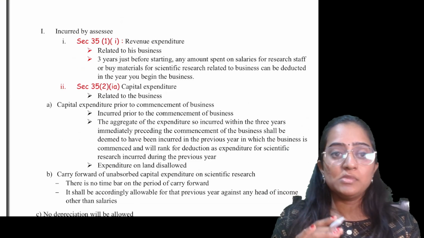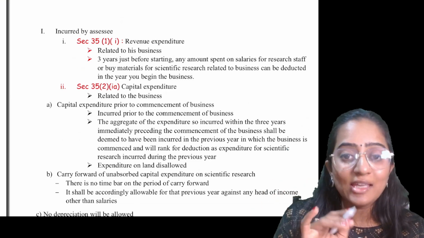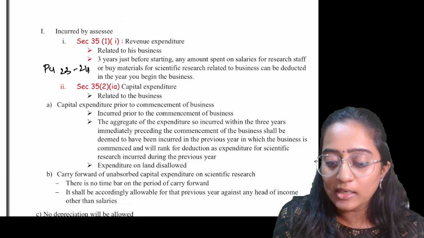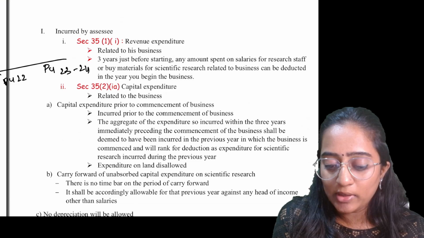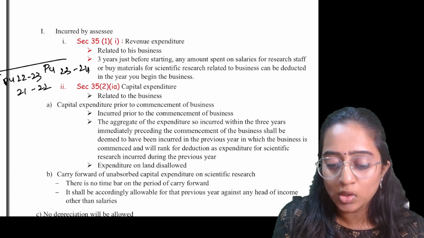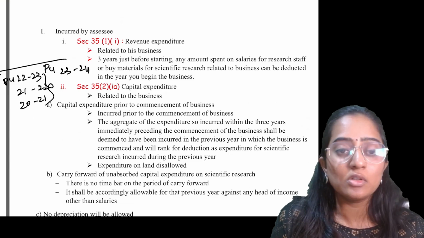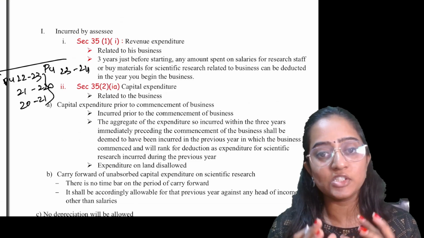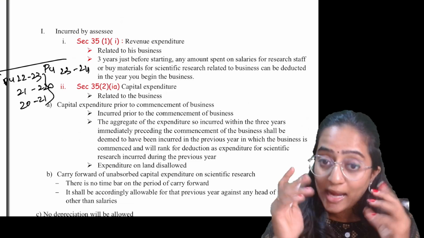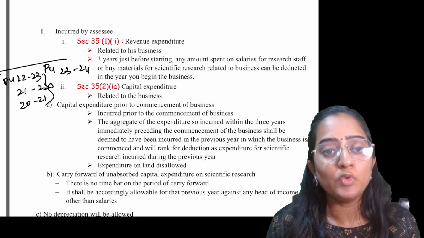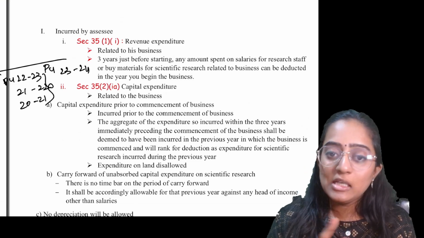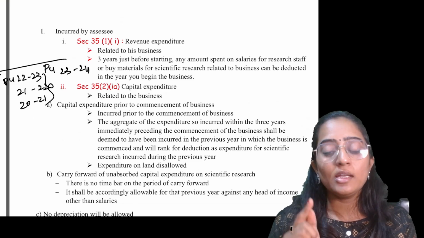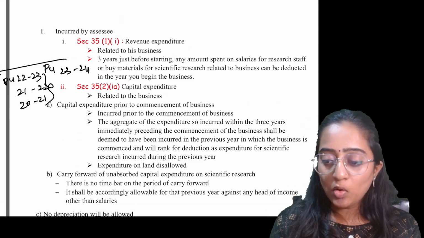But here the point comes wherein you are going to take 3 years. Suppose you have started your business in PY 23-24 and 3 years prior to that, that is PY 22-23, 21-22, 2021. Whatever salary or remuneration that you have paid to the scientific research team or staffs, and whatever the raw materials which they have used for the purpose of doing the research, these two only will be allowed as 100% expenditure in the year in which you start your business. I hope it is clear.